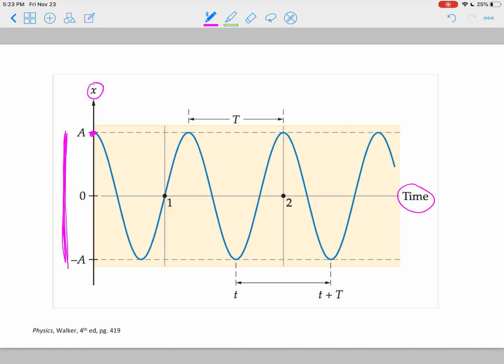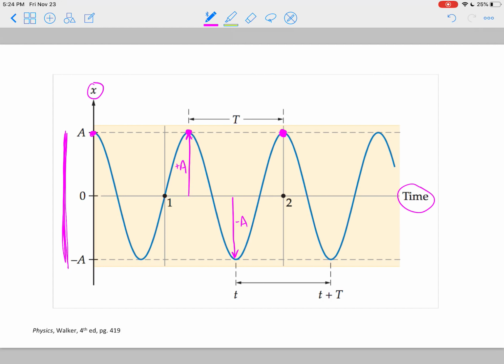So you can see as the mass goes the maximum amount in either the positive or the negative direction, that represents the amplitude. So that's the amplitude in the positive direction. This is amplitude in the negative direction. It's the maximum displacement that it ever gets. At this point, it's as far as it's going to go in the positive x direction, and the next time it gets there is at this point.